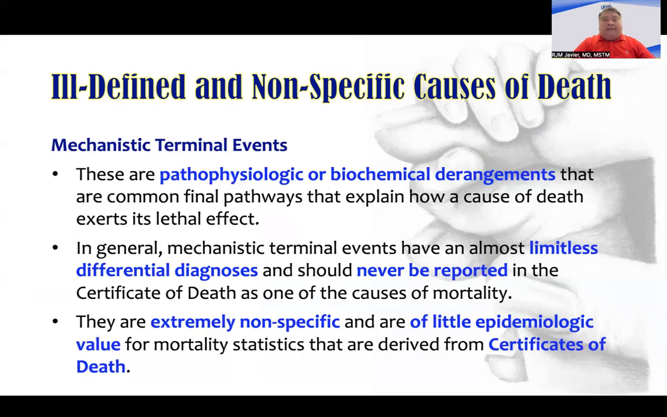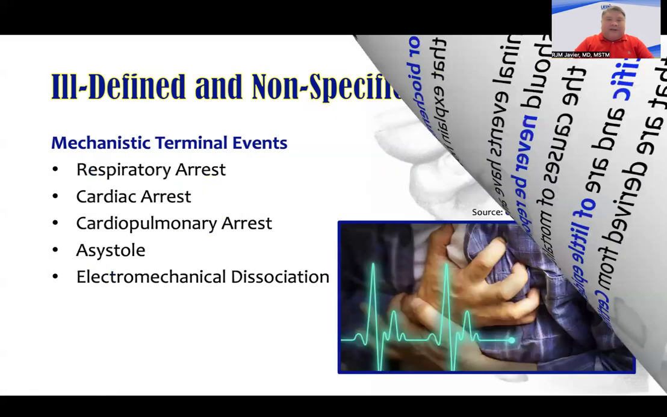We also want to minimize mechanistic terminal events. These are pathophysiologic or biochemical derangements that are common final pathways that explain how a cause of death exerts its lethal effect. In general, mechanistic terminal events have an almost limitless differential diagnosis and therefore should never be reported in the certificate of death. They are extremely nonspecific and are of little epidemiologic value for purposes of mortality statistics.